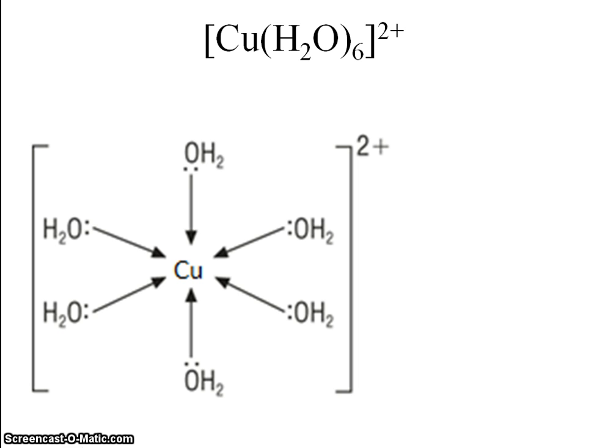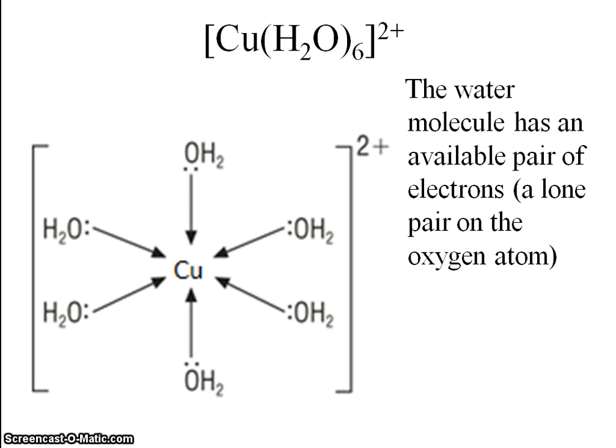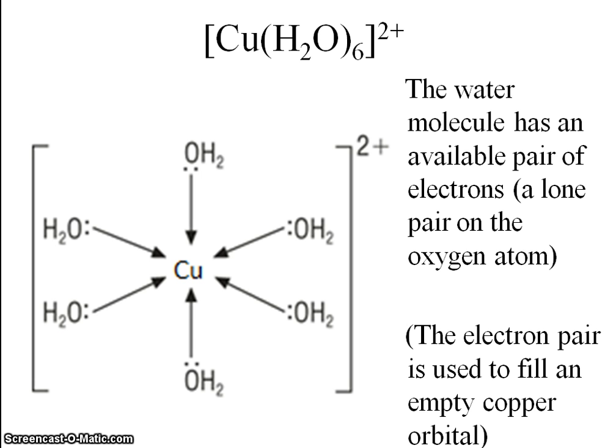So here's that same complex. We've got copper in the middle, but we don't show the 2+, we just show the symbol for copper. It's surrounded by 6 water molecules as ligands. We show the lone pair very clearly on the oxygen atom of the water molecule, and the direction of the arrow from the lone pair to copper. Those electrons simply fill up empty copper orbitals.